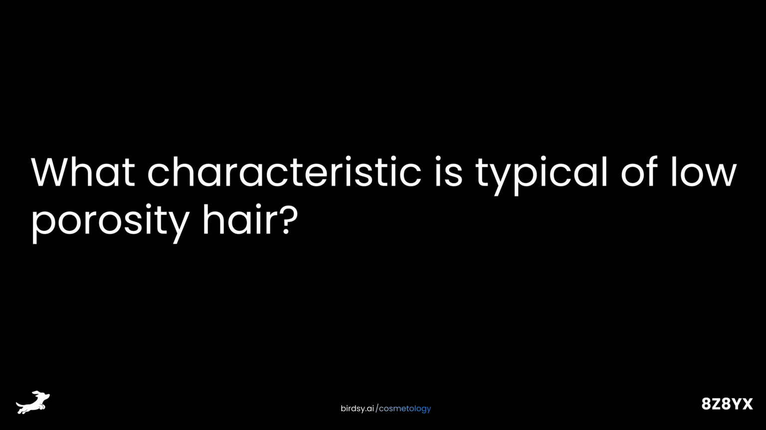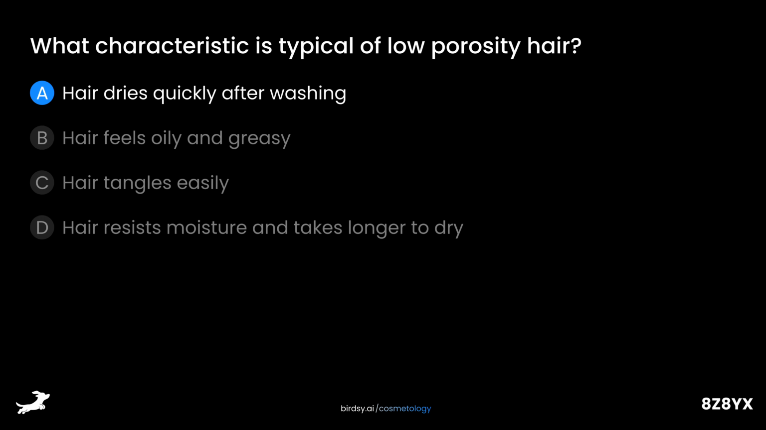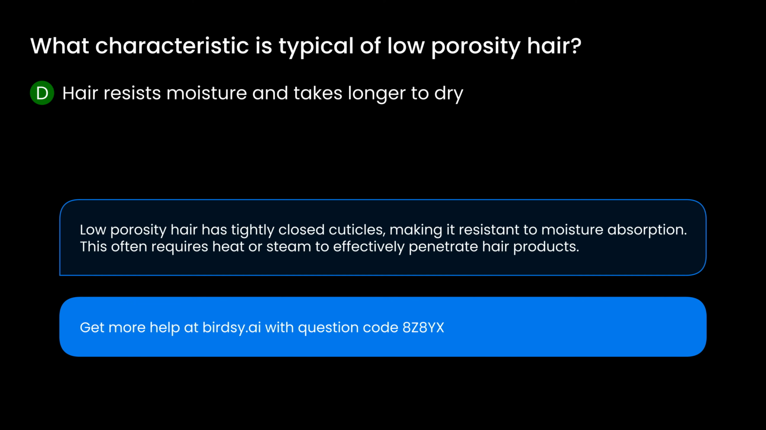What characteristic is typical of low porosity hair? Is it A, hair dries quickly after washing? B, hair feels oily and greasy? C, hair tangles easily? Or D, hair resists moisture and takes longer to dry? The answer is D, hair resists moisture and takes longer to dry. Low porosity hair has tightly closed cuticles, making it resistant to moisture absorption. This often requires heat or steam to effectively penetrate hair products.